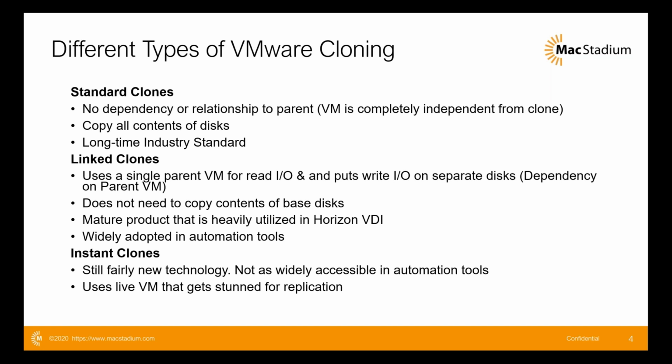VMware does have a new type of cloning process out there called instant clones. It's still a fairly new technology, and so because of that, it hasn't been as widely adopted inside of automation tools. That'll probably continue as it goes on. And then the process of creating the VM is a bit different in that you're using a live running VM, and then you stun it to be able to replicate out the other systems. So we're not going to be covering instant clones today. We're going to stay focused on the linked clones here.